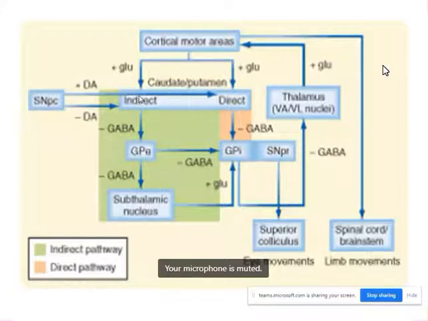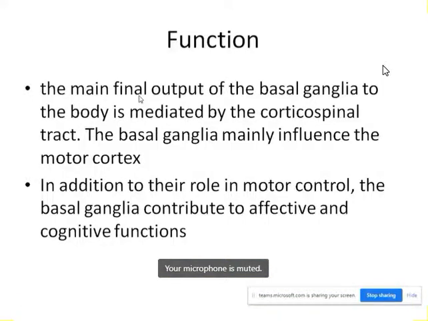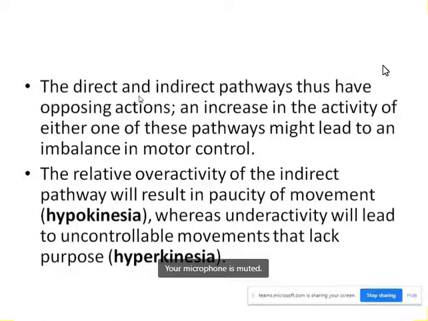Now, what is the overall function? The direct and indirect pathways have opposing actions, and increasing the activity of either of these pathways might lead to imbalance in the motor activity. So in our normal physiological condition, there will always be excitatory information going from the direct pathway, and inhibitory information going from the indirect pathway to the premotor areas.